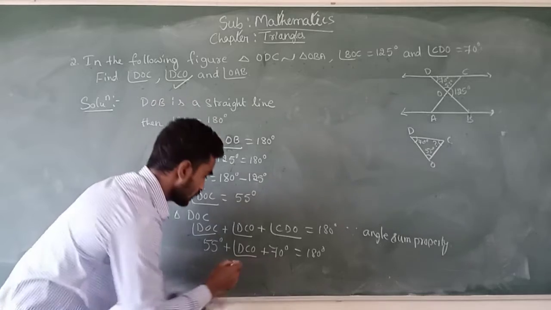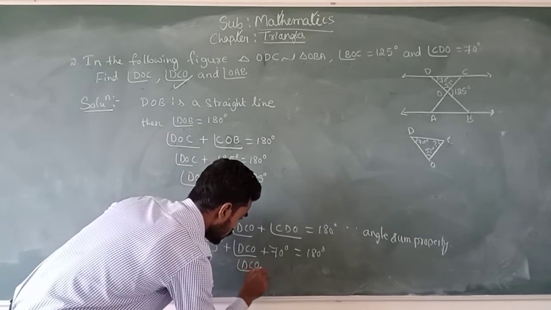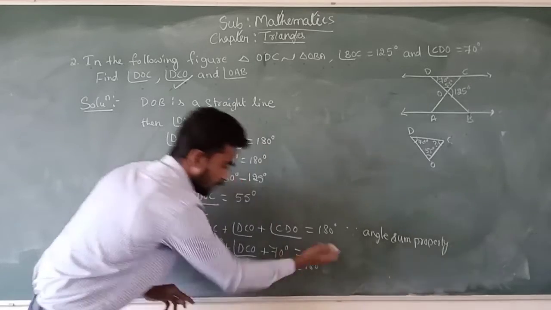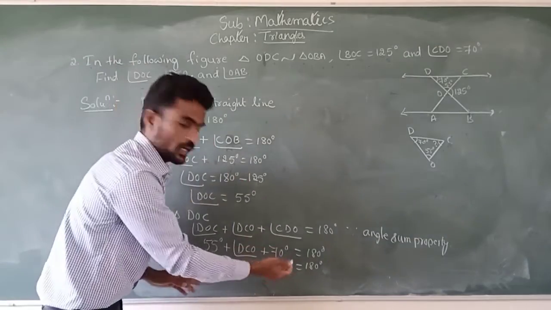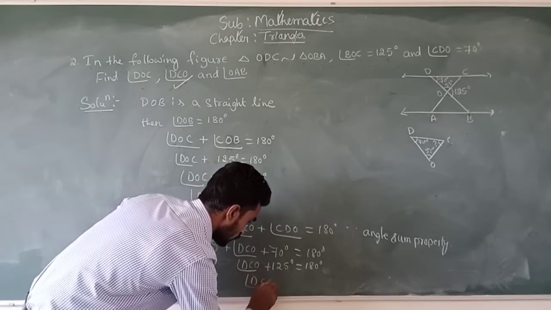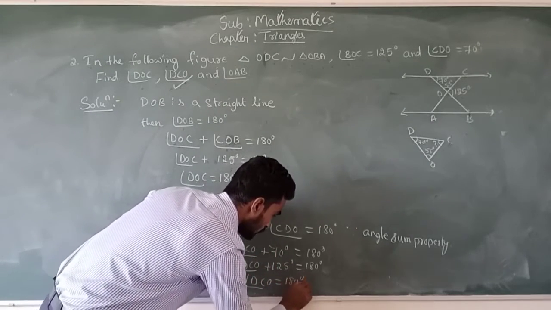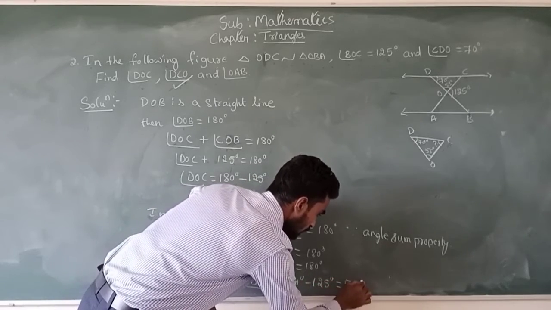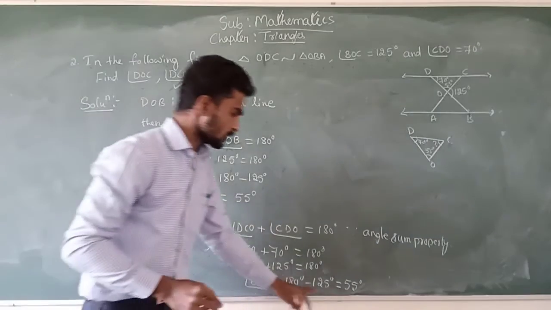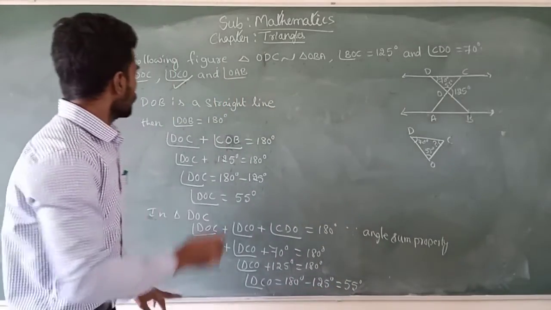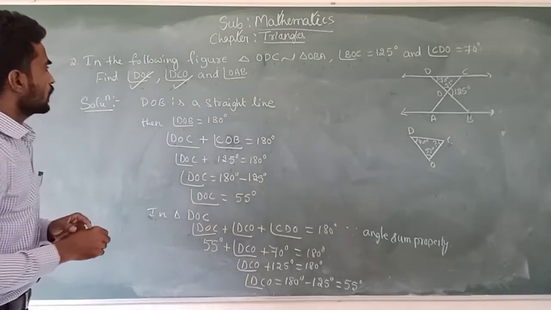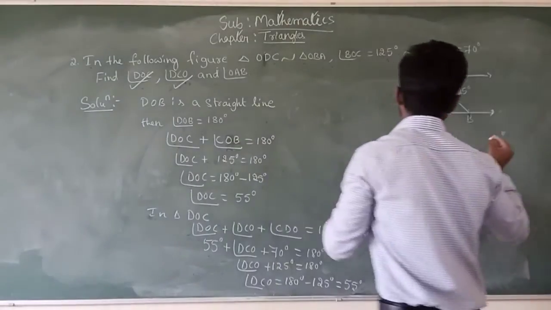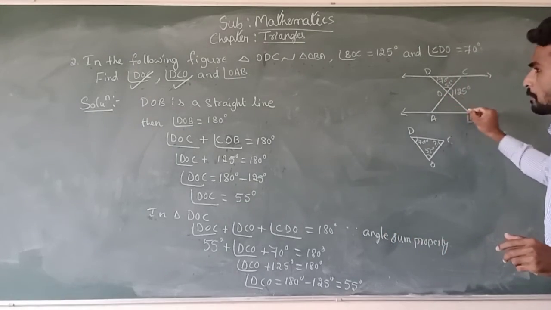55 plus 70 degree is 125 degree. DCO plus 125 degree is equal to 180 degree. Take 125 to the right side, that becomes minus 125. Angle DCO is equal to 180 degree minus 125 degree, that is equal to 55 degree. 180 minus 125 is 55. Now DOC is found, DCO is also found. Now we can find out the angle OAB.